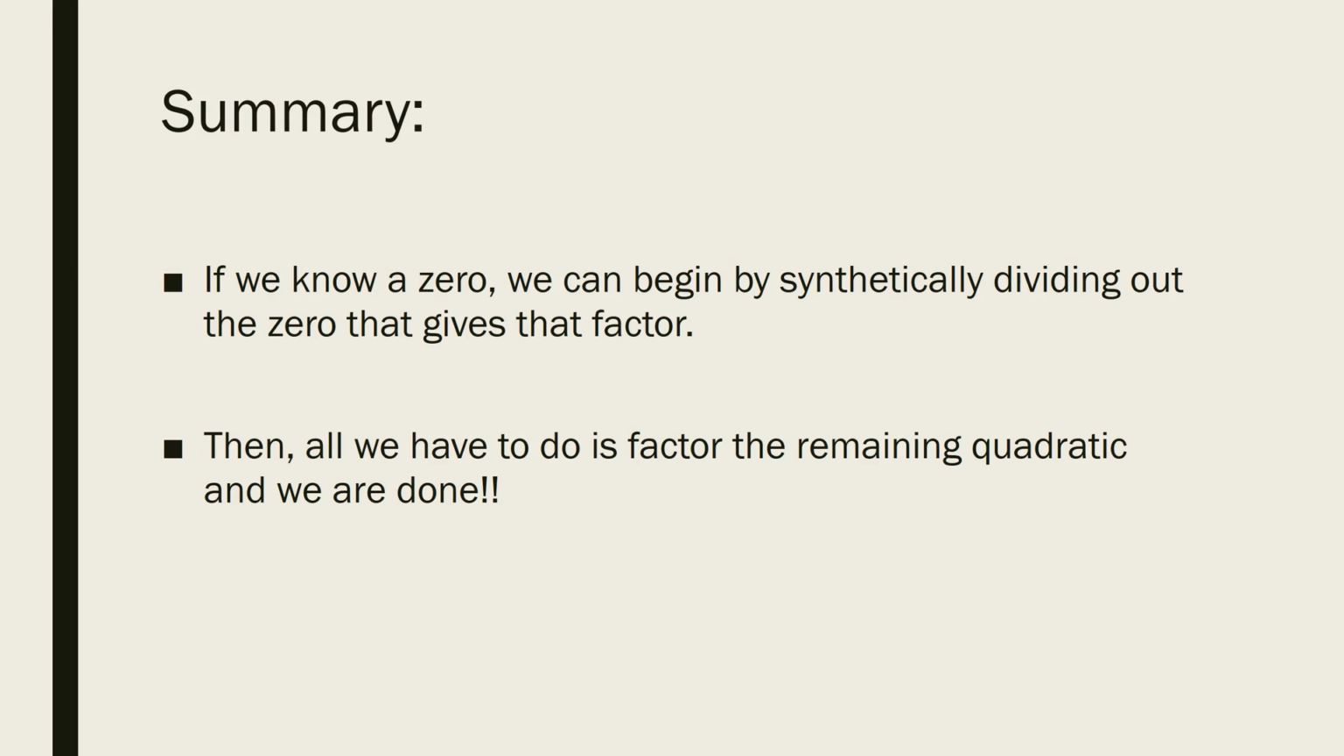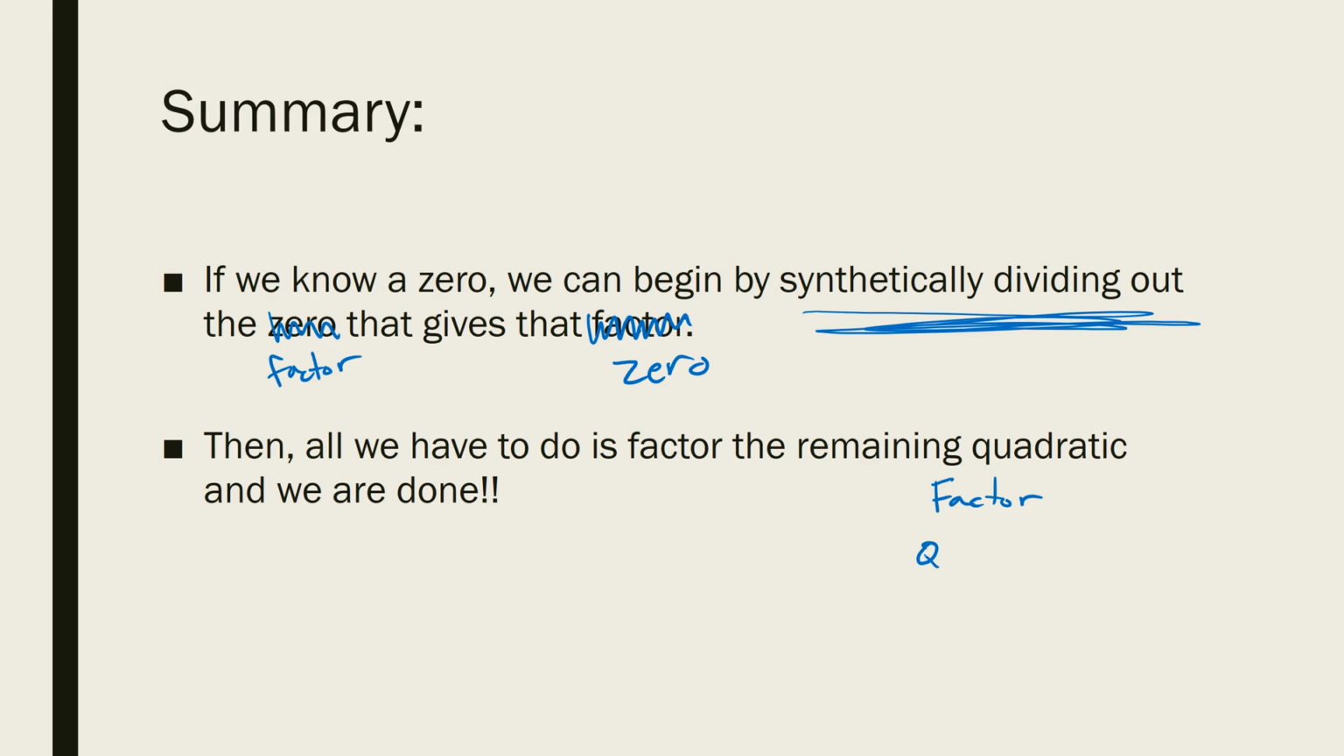Summary: if we know a 0, we can begin by synthetically dividing out the factor that gives that 0. So you're dividing out the factor that gives the 0 that you already know. Then all we have to do is factor the remaining quadratic. Typically we will be able to factor it, but sometimes we can use things like the quadratic formula. And then we're done. We'll have our multiple roots.